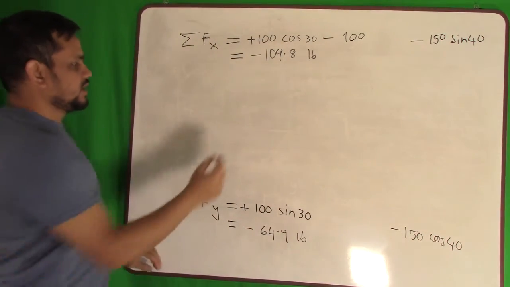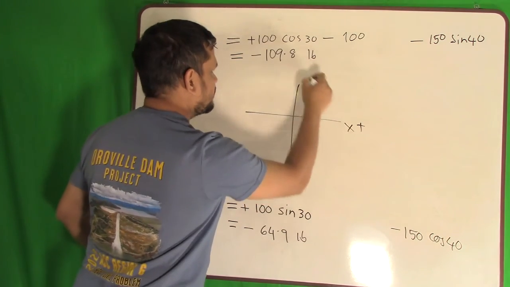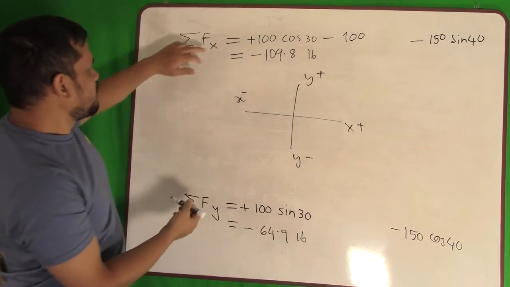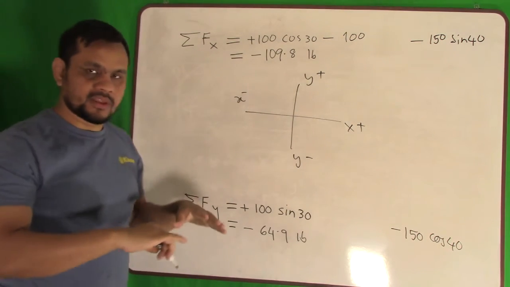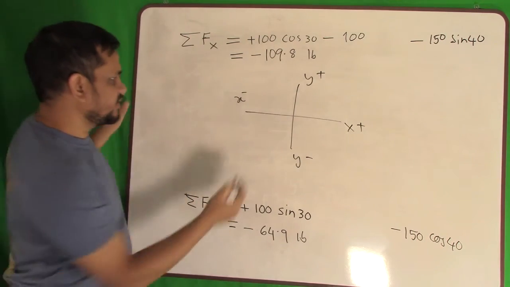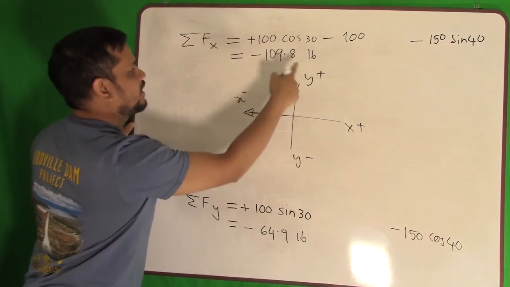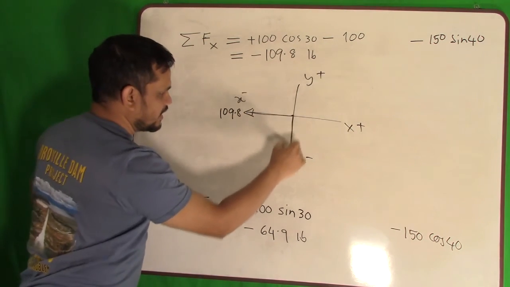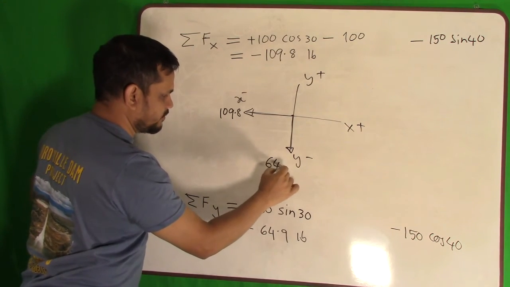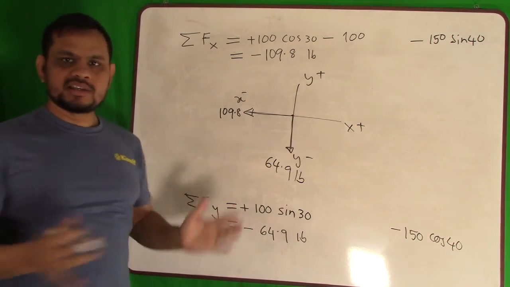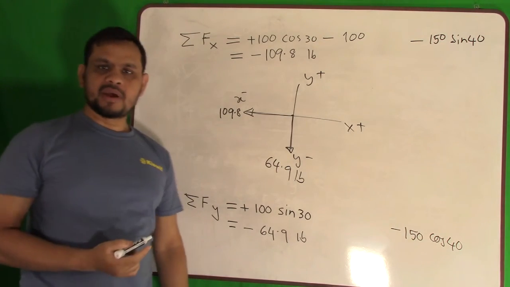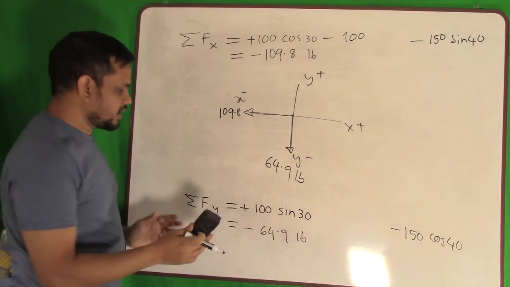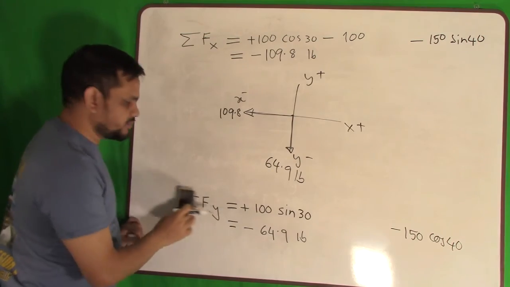So in this rectangular system, the resultant of all the forces along x is 109.8 this way, and along y I have 64.9 pound this way. So that is my resultant force. So I need to give a single value. So how to find the single value? Single means the combined resultant. So I will delete this portion to make some room.